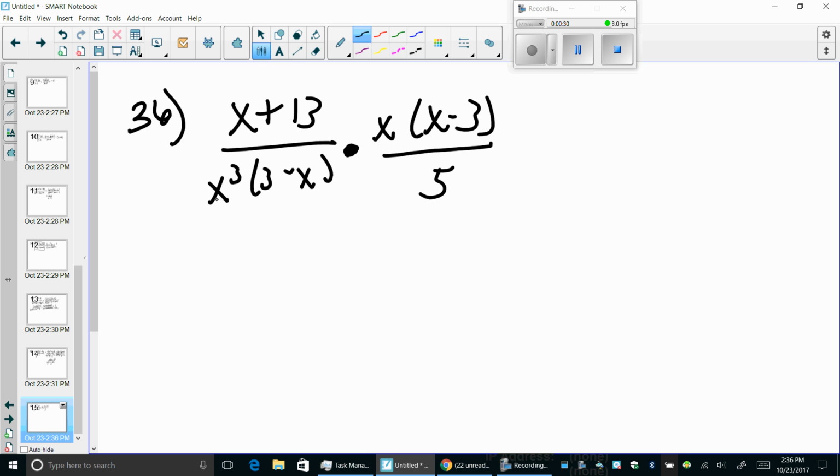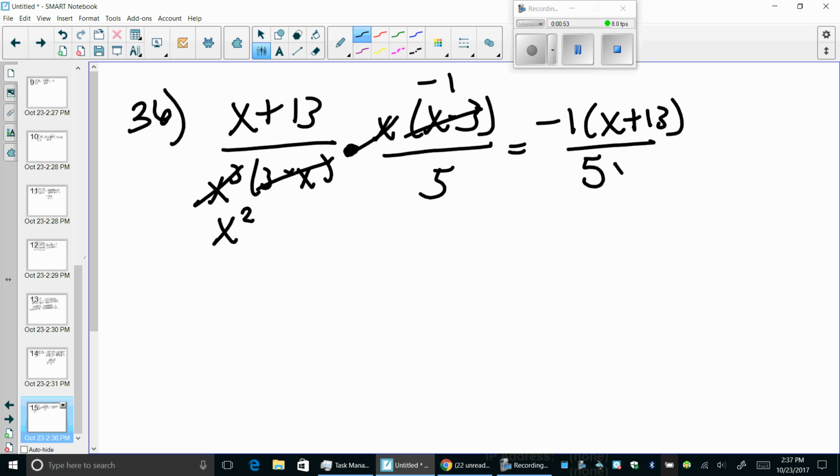Like I have an x here and an x cubed here. I can remove the x. I could take one x out of here, and that'd leave me with x squared. X minus 3 and 3 minus x are opposite each other, so I'm going to cancel those out and replace it with a negative 1. And then I have an x squared and a 5 and an x plus 13. Nothing else cancels, so on the top I have a negative 1 times x plus 13, and on the bottom I have 5x squared.